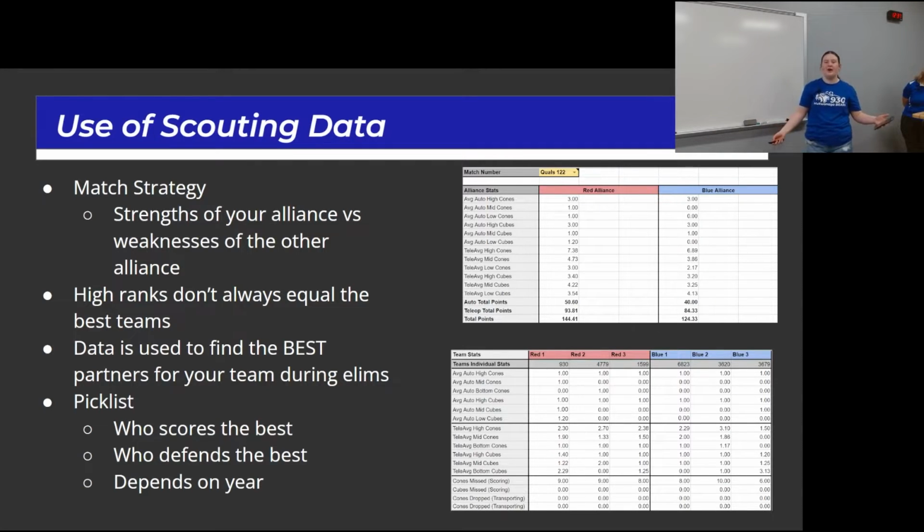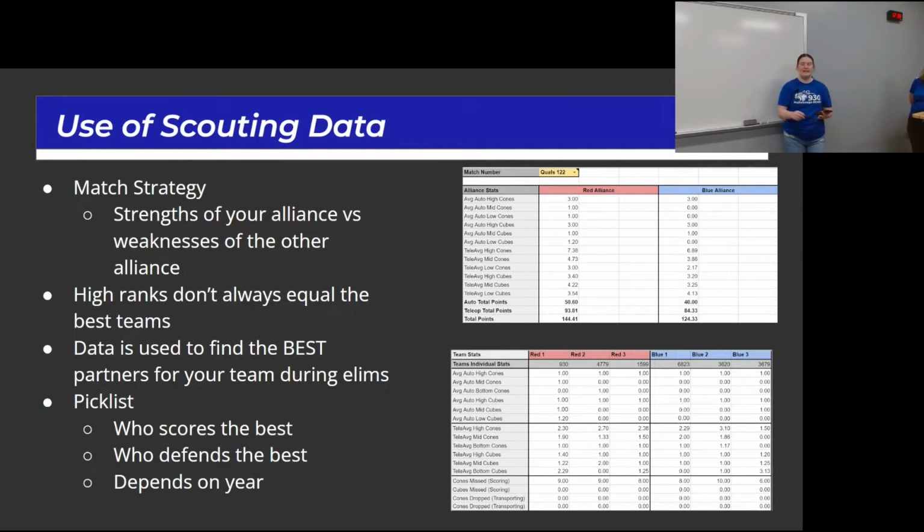All right, so let's talk about how we use our scouting data. Why are you putting all this effort into scouting? What should you be getting out of this? There are a couple main points that you really want to utilize your scouting data in. The first, and probably my favorite way to use your scouting data, is match strategy. In match strategy, you can use your data to find the strengths of your alliance versus the weaknesses of the alliance that you're against.